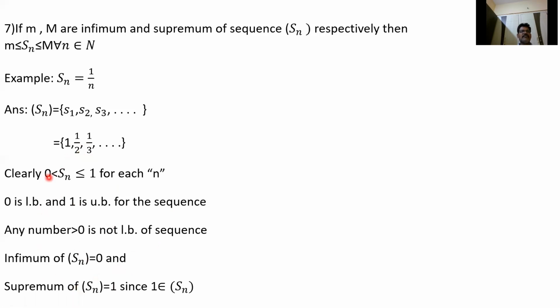So for this set, 0 is the infimum. The infimum or supremum of a sequence may or may not belong to the range, that is, may or may not be a term of the sequence. So here 1 is there, but 0 doesn't belong to Sn, but 0 is still the infimum. So finally, 0 is a lower bound, 0 is the infimum, and 1 is the supremum of Sn, because any number less than 1 is not an upper bound, and 1 belongs to Sn.